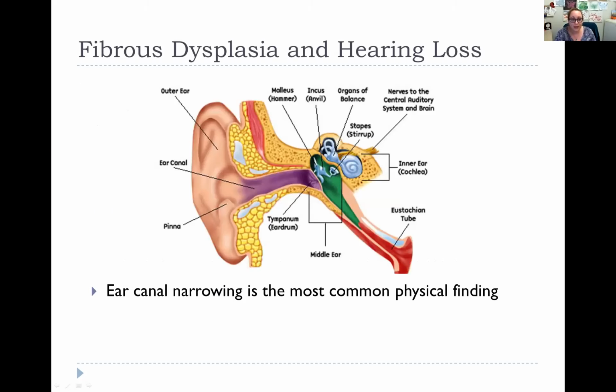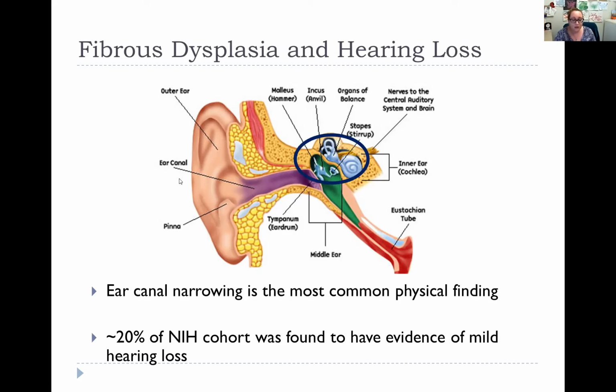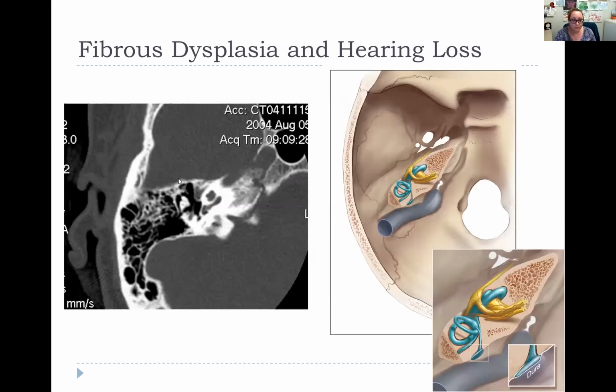So this is just a picture of the external auditory canal in purple, and you can see these ossicles, or the inner ear bones. And we know that ear canal narrowing is the most common physical finding in fibrous dysplasia. About 20% of those in the NIH cohort were found to have some evidence of mild hearing loss. Most patients, as I mentioned, had conductive hearing loss, but about 17% had sensory neural hearing loss due to lesions. And in some reports in the Journal of Otology, they mentioned that there were some patients who had some facial nerve sequelae.